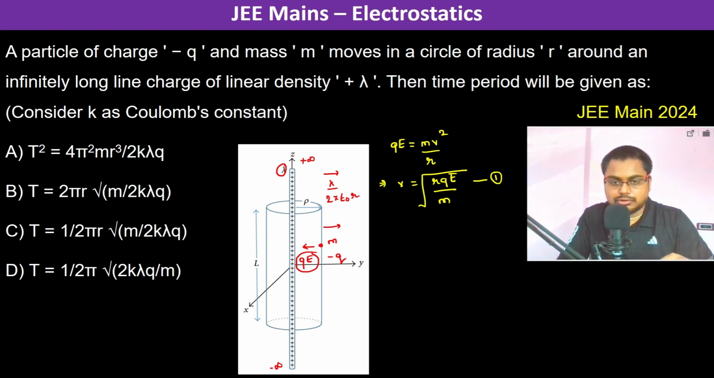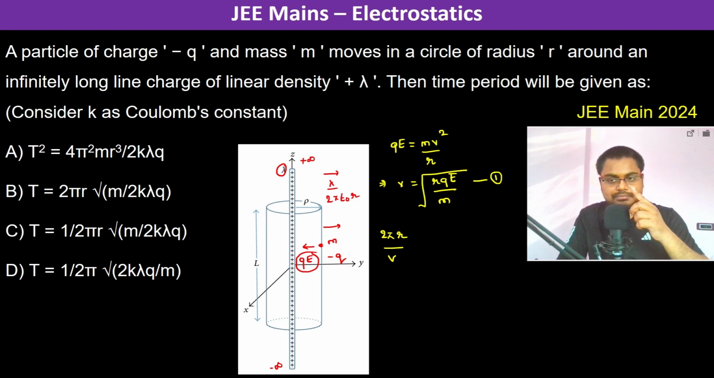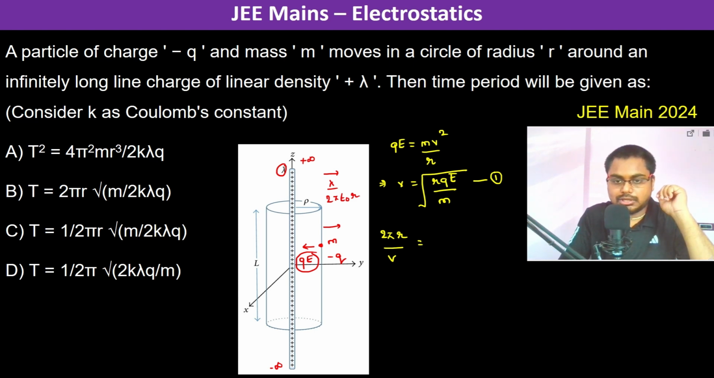The time period is going to be 2πr divided by v, because 2πr is one revolution, and the velocity is v. So in one revolution, the time taken is the time period. So it's going to be 2πr divided by v, which is root over rqE into root over m. Okay, now we do everything here.